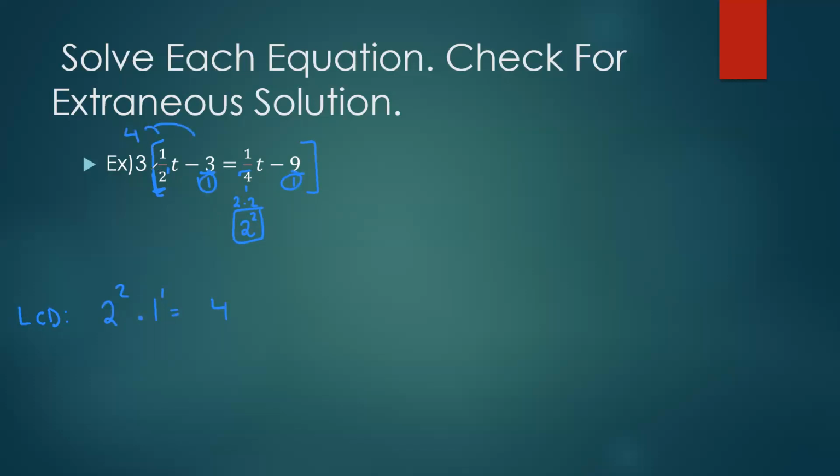So 4 times 1/2 t, if you get lost, just write it out. 4 times 1/2 t. 4 times 1/2 is 2, and then you have this t. So that's 2t. 4 times -3 is -12. 4 times 1/4 t. The 4's cancel, so you're left with t. 4 times -9 is -36. Right? 4 times -9, 4 times -9 is -36.